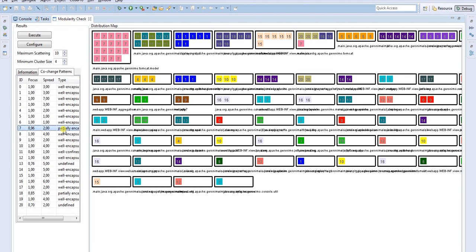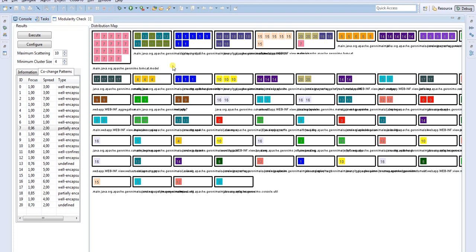Let's see an example. Let's see cluster number 7. Its focus is high, its spread is 2, so this cluster is partially encapsulated. We can see here on the distribution map that this cluster touches the whole package model and touches a single class in package Tomcat. This pattern suggests that there is a possible ripple effect between these two packages.